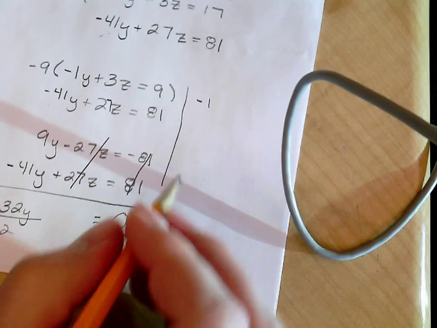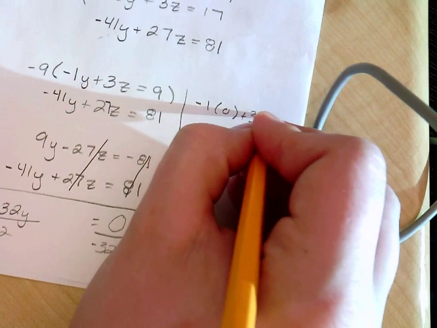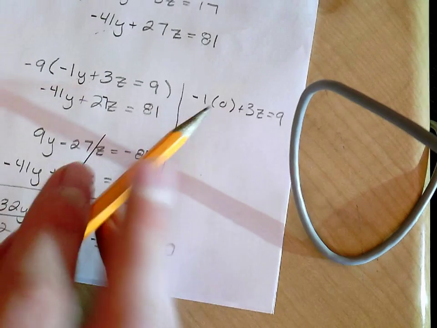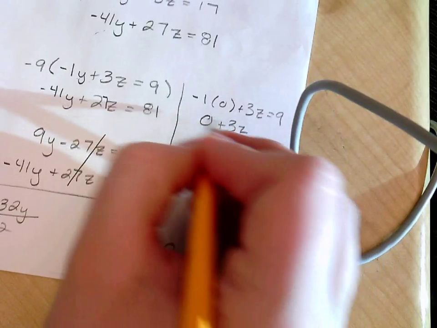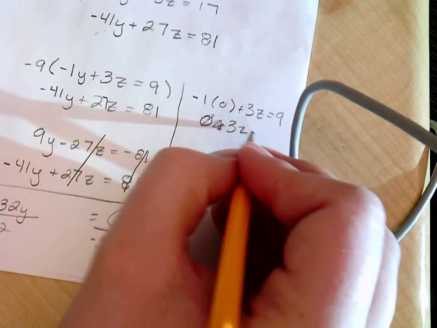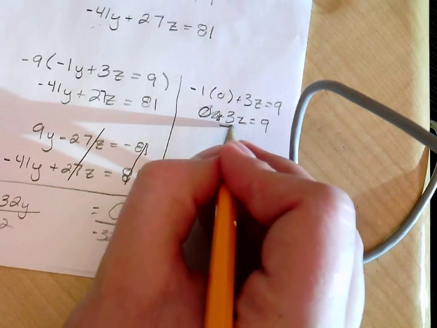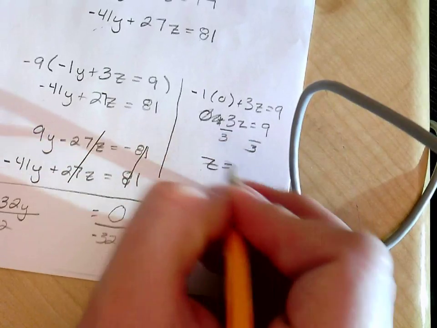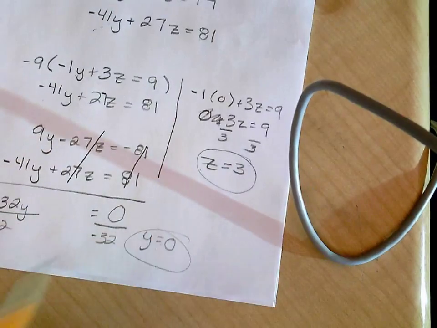So this is kind of a new thing. Negative 1 times 0 plus 3z equals 9. Now, negative 1 times 0 is 0, plus 3z. So I'm not actually going to write the 0. I'm just going to write 3z equals 9. Then I'm going to divide by 3. Z gives me 3. Now I have my z and I have my y.